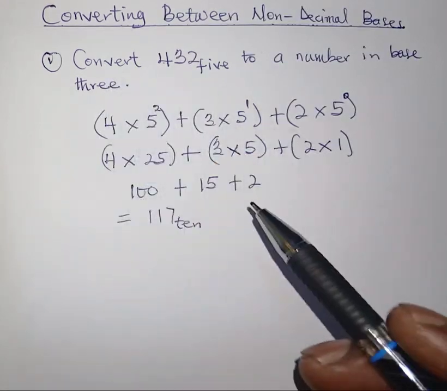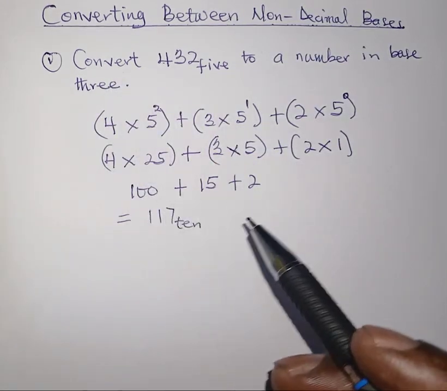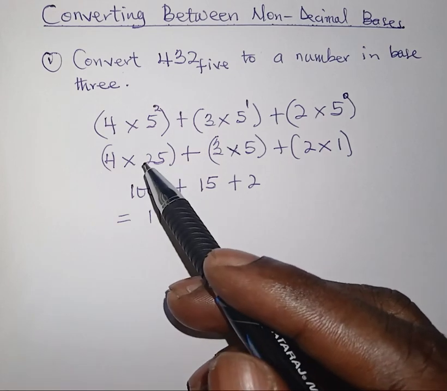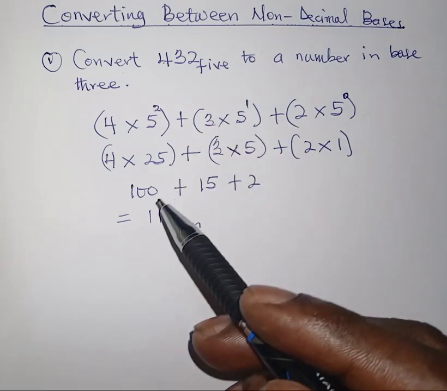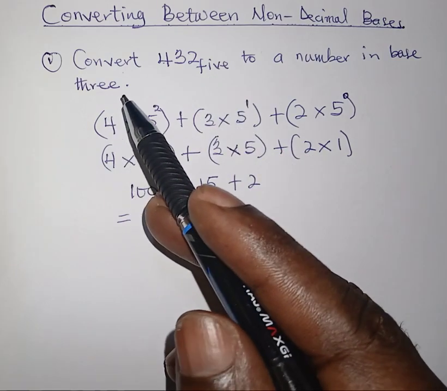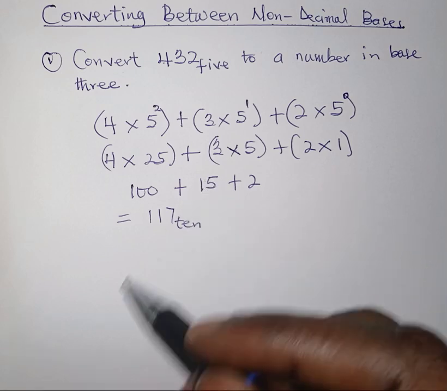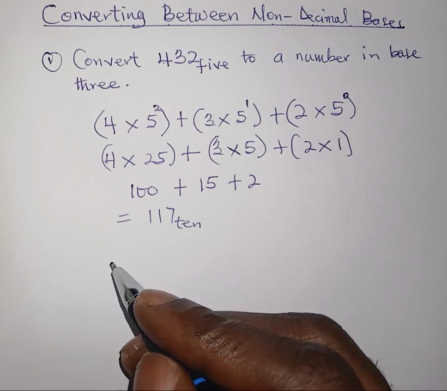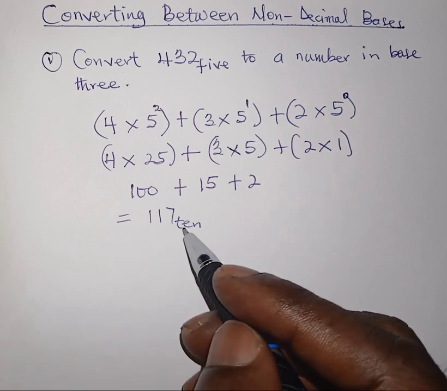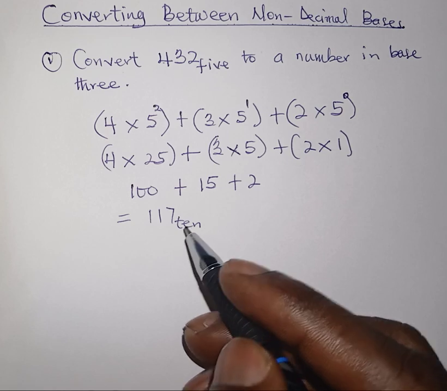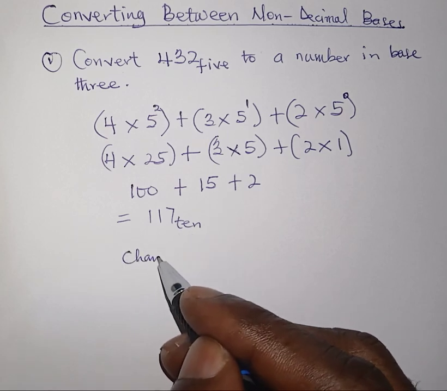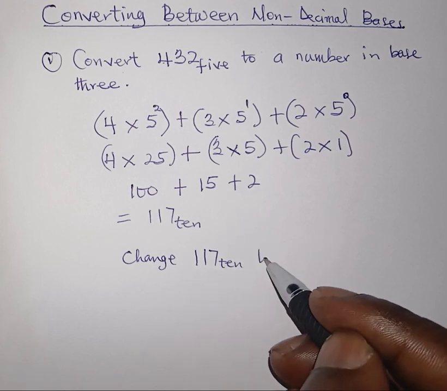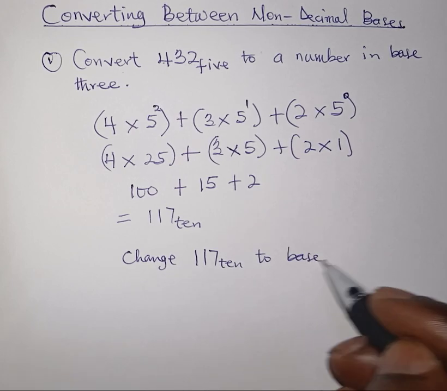Good. So once we are able to convert to base 10, then we convert to the actual base we are asked to convert to in the question. That is how it is done. Anytime you have such a question, first of all, you need to convert from the given base to base 10. After that, you convert from base 10 to the base given in the question. We have also done how to convert from base 10 to other bases. All you do is divide. So you change 117 base 10 to base 3.